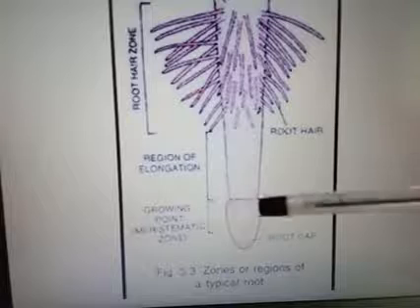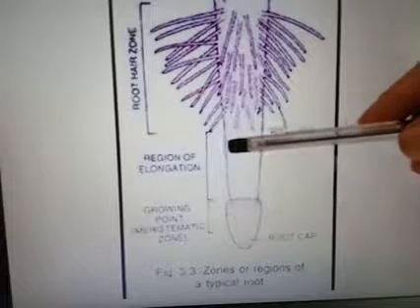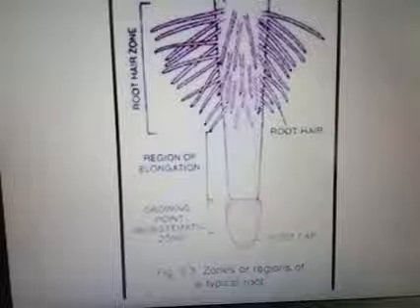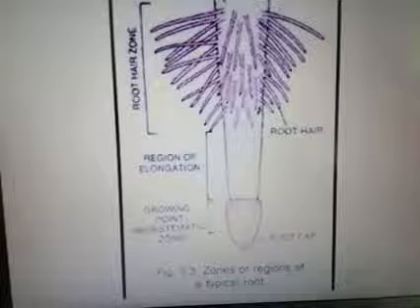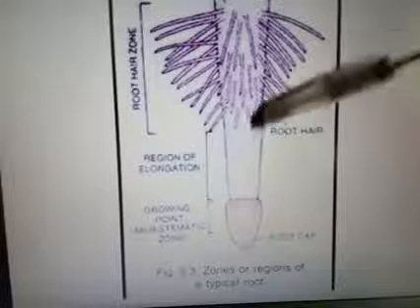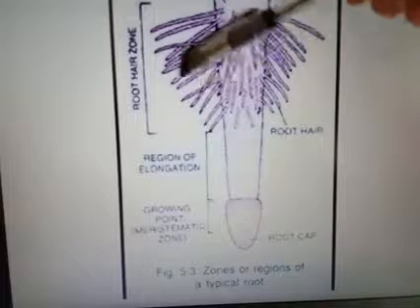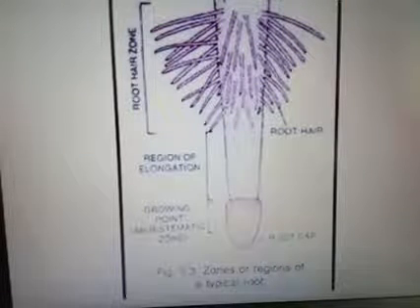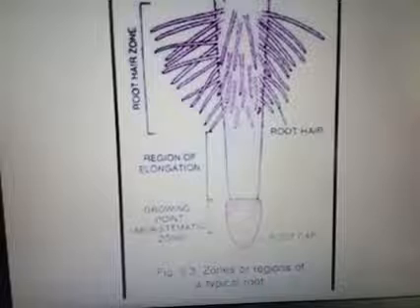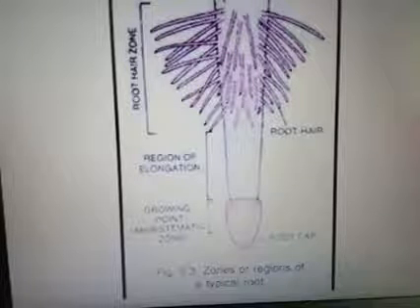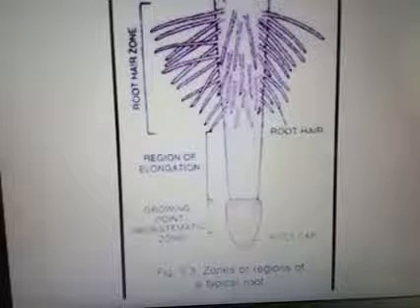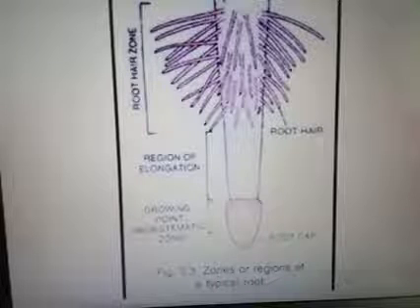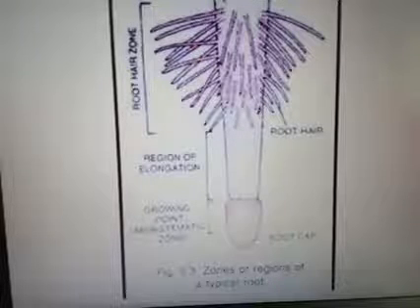Then near the meristematic region, the next region is the region of elongation, the part of the root seen just above the meristematic region. Then the next is the region of maturation. It is the region of lateral roots, and root hairs are seen in this area. The region where the lateral roots and the root hairs are seen is known as the region of maturation.